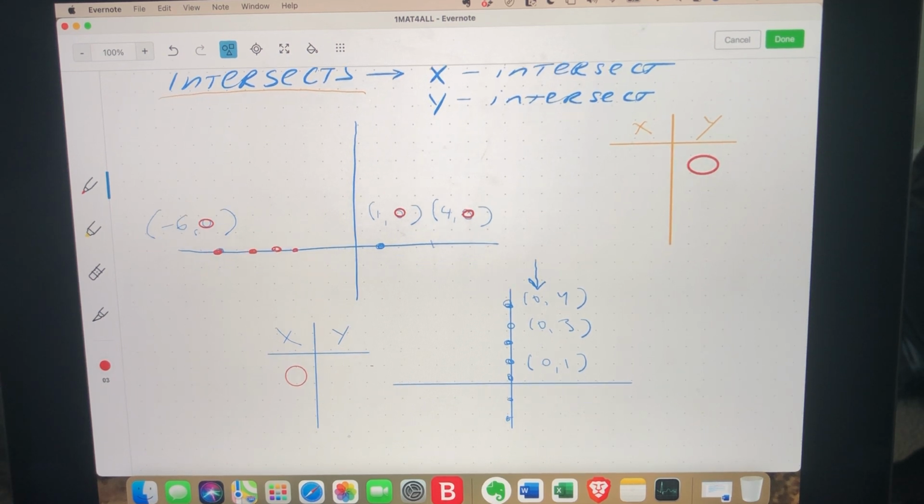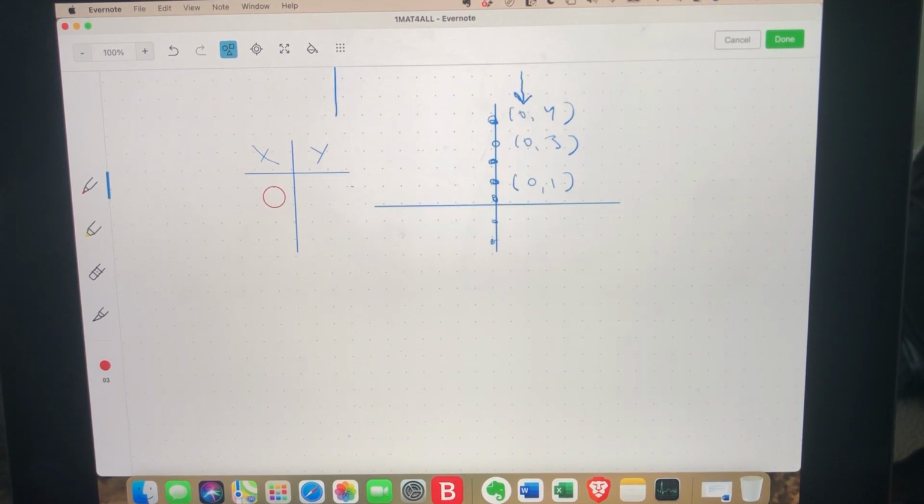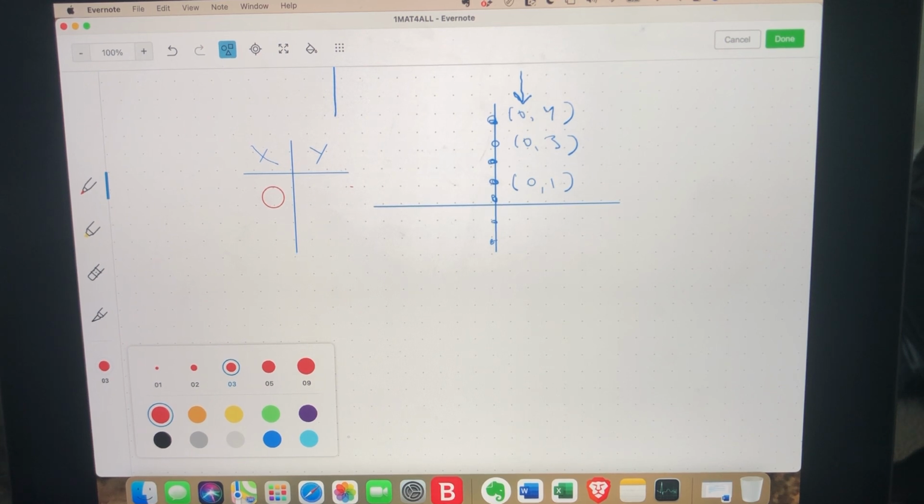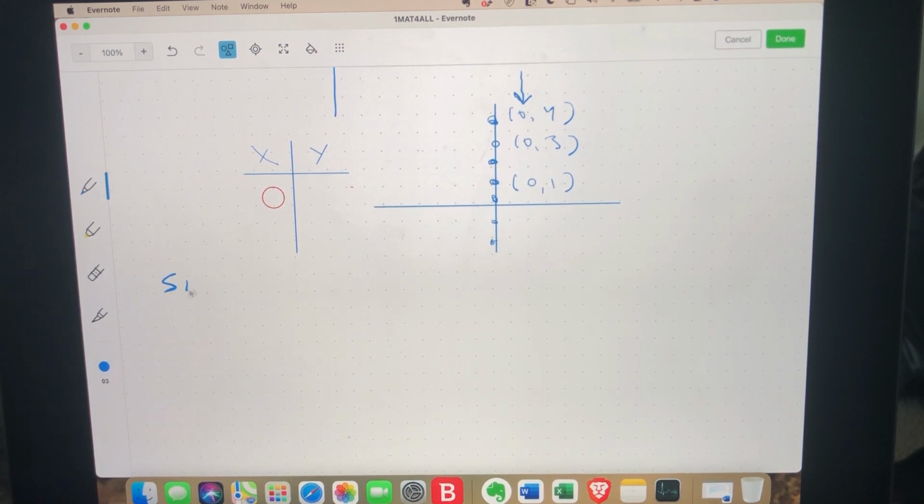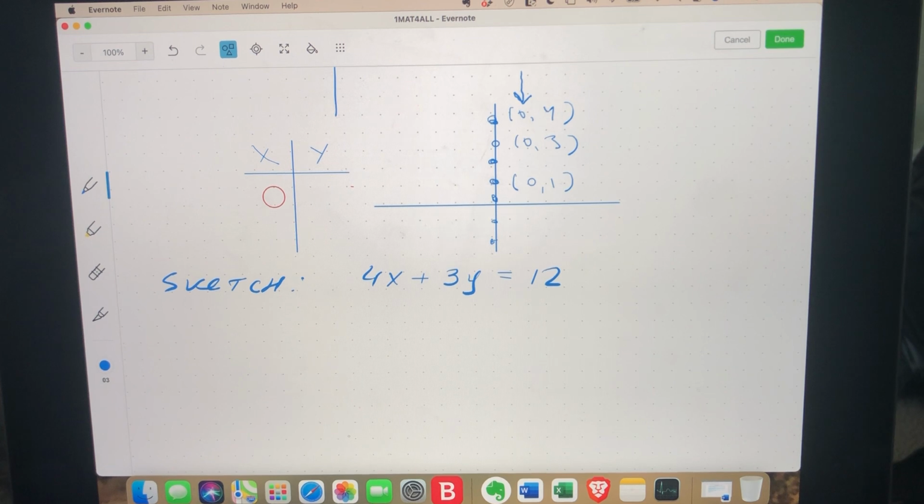Let us try it on an example. So suppose I'm asked to make a sketch. Here is the question: sketch this graph. The equation would be, let's say, 4x + 3y = 12. So we will use the intercept method to make this sketch. And so here is our table.